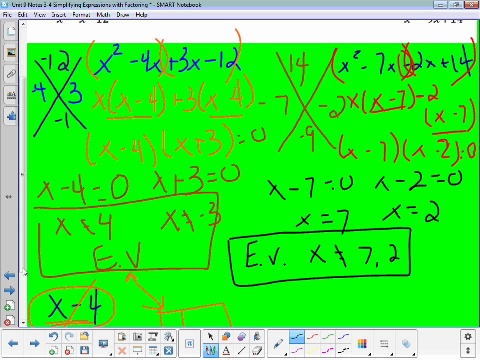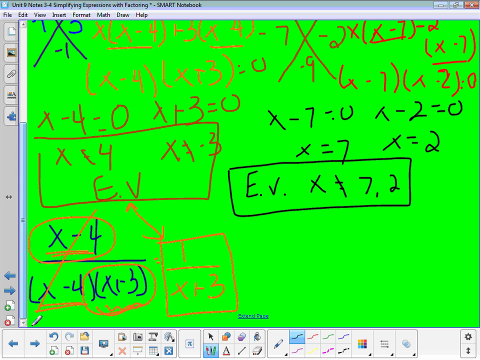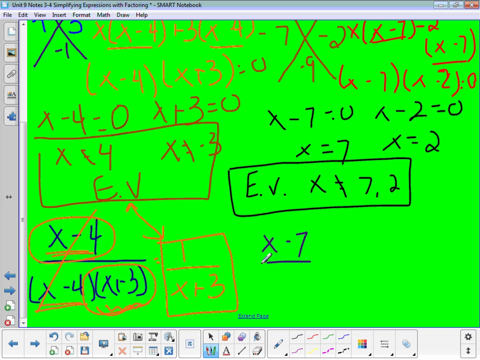Now I'm going to go ahead and write out what I have. I have x minus 7 on top, and then on the bottom, I have x minus 7 times x plus 2. Or sorry, x minus 2.